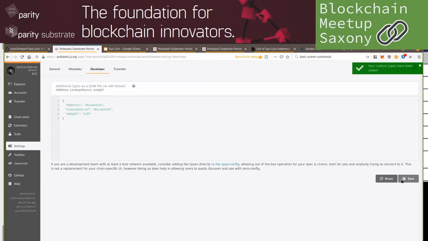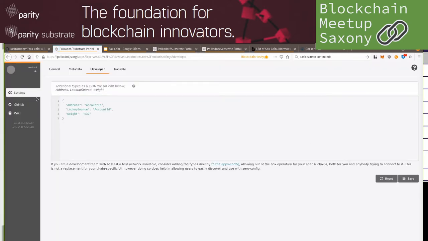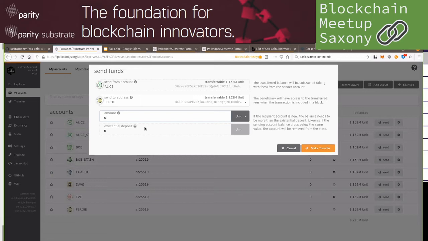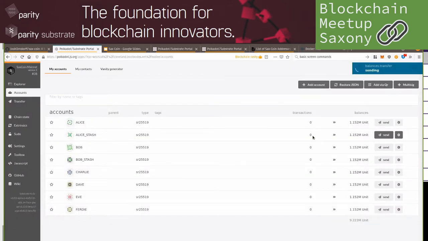Save, refresh. Okay, so we're still connected, and here we go, fingers crossed. Let's see if we can make a transfer now. Yeah, nice, Arno. Okay, cool. So that went through. You can see it's in the block, and you can see that Alice now has fewer coins, and you can see that Ferdy also now has fewer coins.